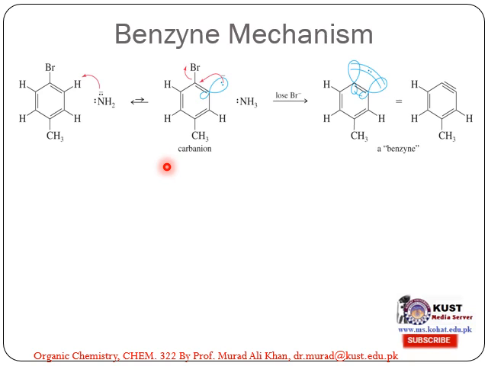So now the benzyne mechanism. The amide first extracts the proton from the benzene ring, and then the electrons in this empty orbital attack the bond and the bromine is removed. Loss of bromide occurs and we get a benzyne. The sodium amide extracts a proton.